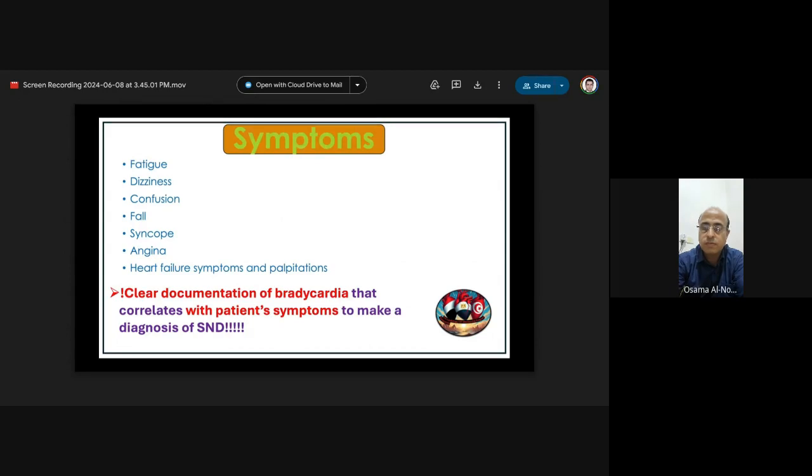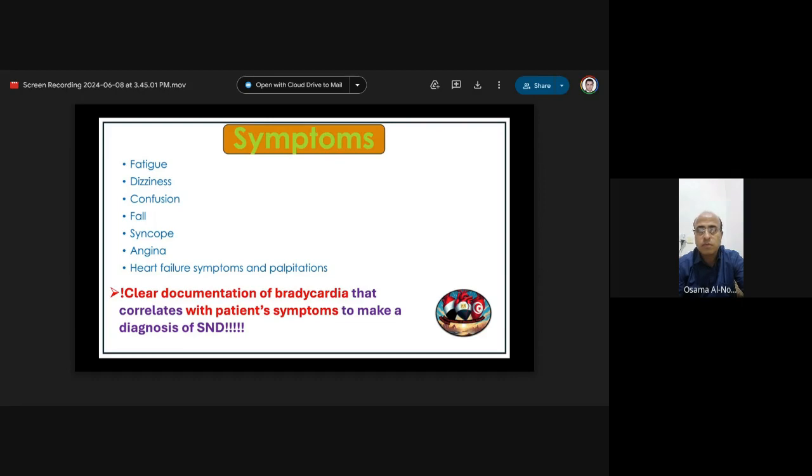Regarding symptoms, when sinus node dysfunction is mild, the patients are usually asymptomatic, but when the sinus node disease becomes more severe, patients may have fatigue, dizziness, confusion, falls, syncope, because there is no electrical activity, no electrical stimulation and contraction, leading to a drop in blood pressure. Patients may also have angina, symptoms of heart failure, and palpitation, often seen in episodes of supraventricular tachycardia.